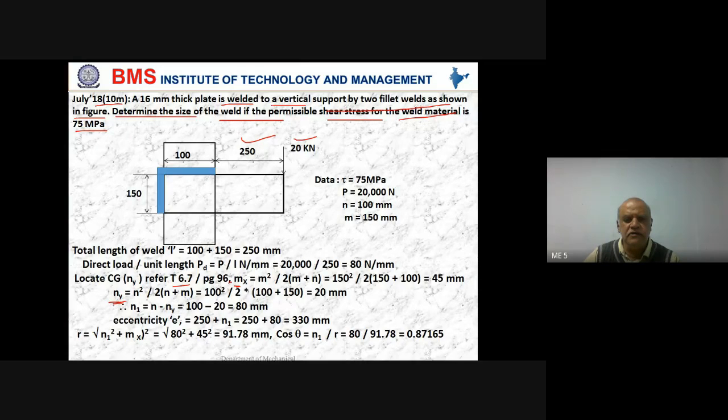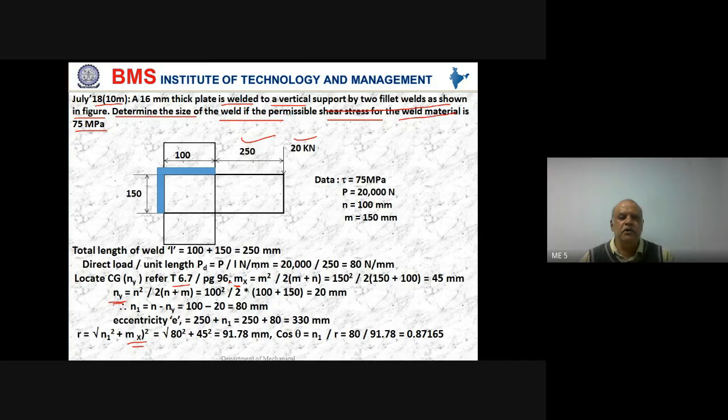Why you need MX is because in the previous case it was very clear: M by 2. But here it's not going to be M by 2. For calculation of radius, it's going to be MX square, right? So therefore you have to find out MX and NY both.